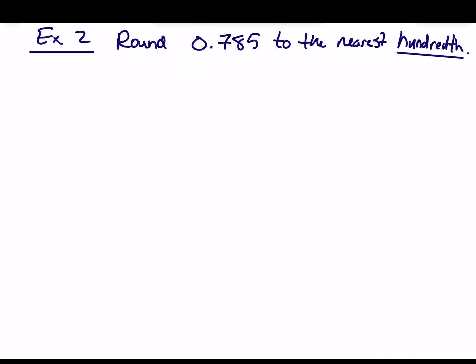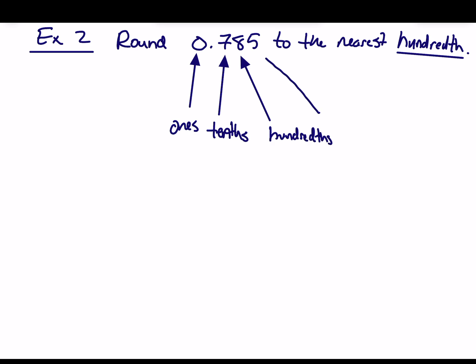Example number 2. We want to round 0.785 to the nearest hundredth. So we need to go back and remember what each place value is. This is our ones place. This is our tenths place. This is our hundredths place. And this one is our thousandths place. When we want to round to the hundredths place, we need to look to the next digit to the right. If that digit is 5 or greater, we round this number up. Since this is a 5, this 8 will round up to a 9.